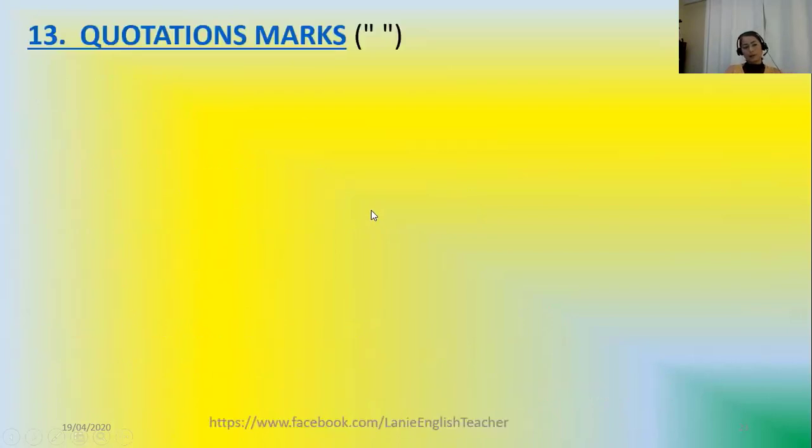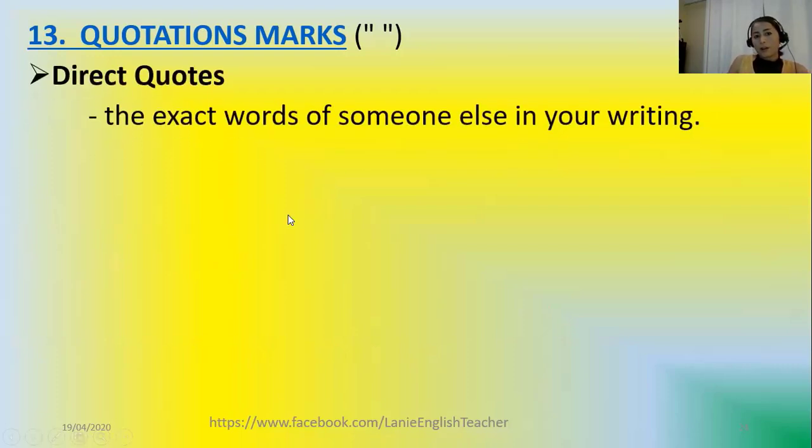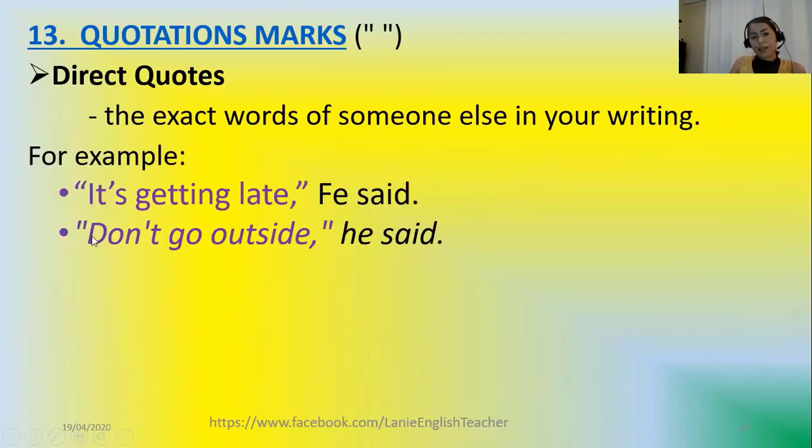Next, punctuation mark is what we call quotation marks. Quotation marks are used for direct quotes. What are direct quotes? Direct quotes are the exact words of someone else in your writing. For example, "It's getting late," Fed said. It's getting late here is the exact word of Fed. So that's why we enclose these words with quotation marks.